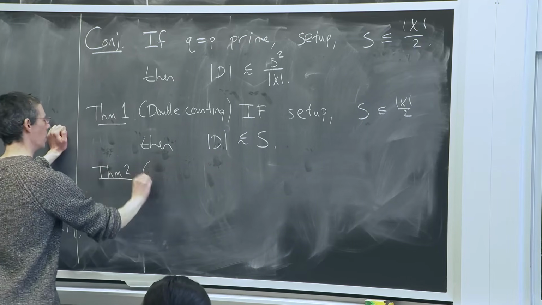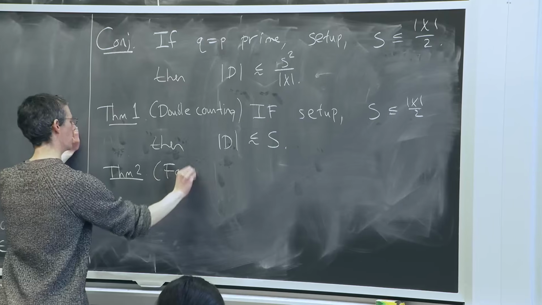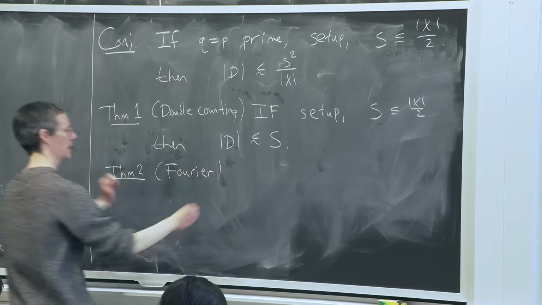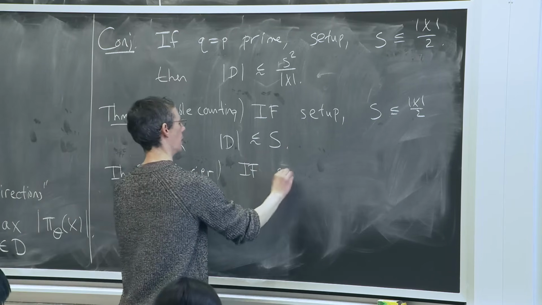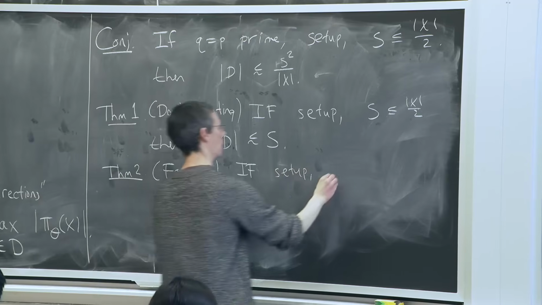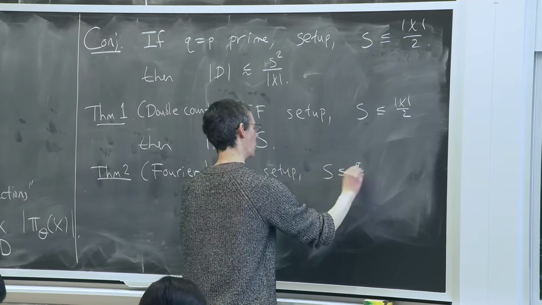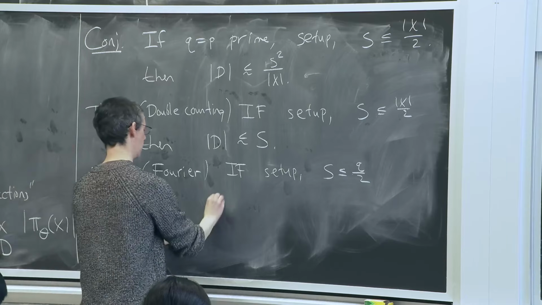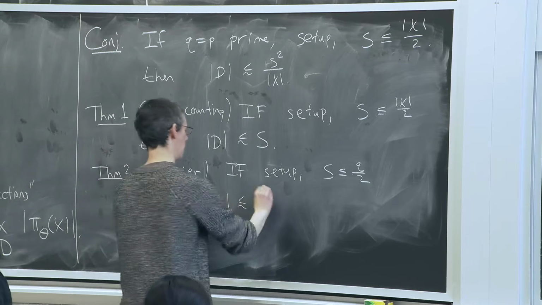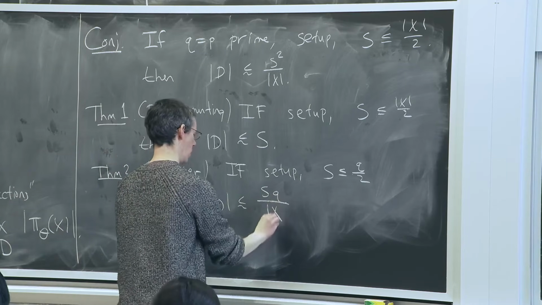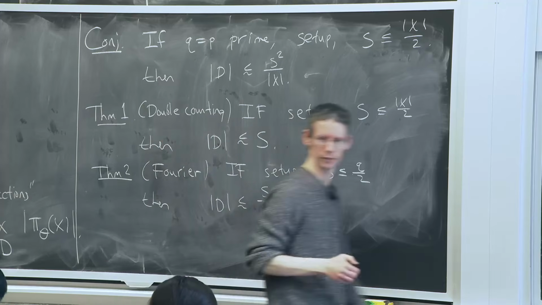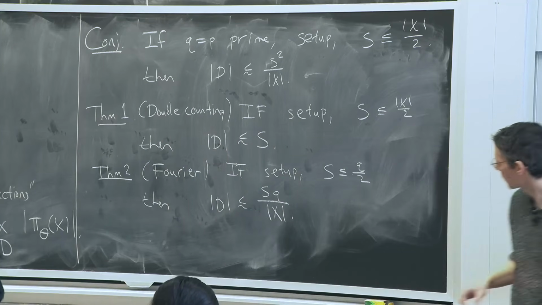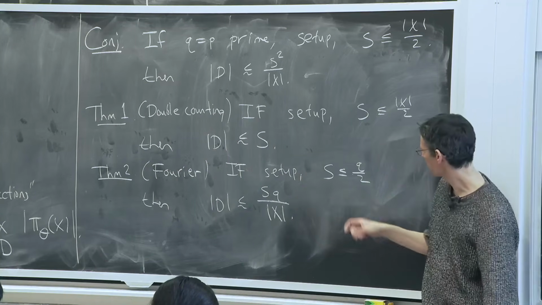So theorem 2 is based on what I'll call a Fourier method, or orthogonality, or something like that. It says if we have the setup, and this time if we suppose that S is smaller than q over 2, then D is smaller than S times q over x. OK, so let's digest this statement a little bit.